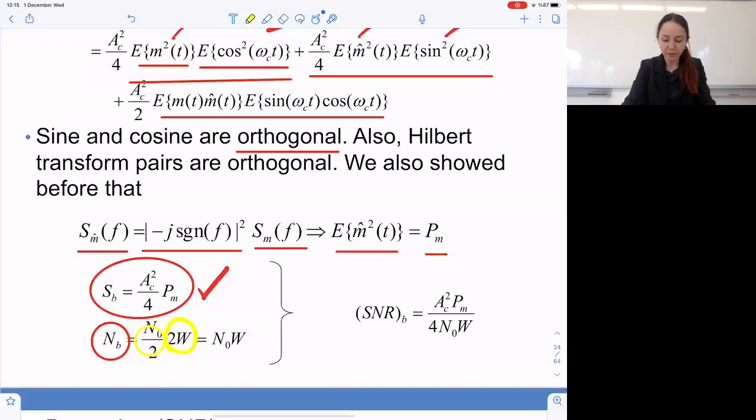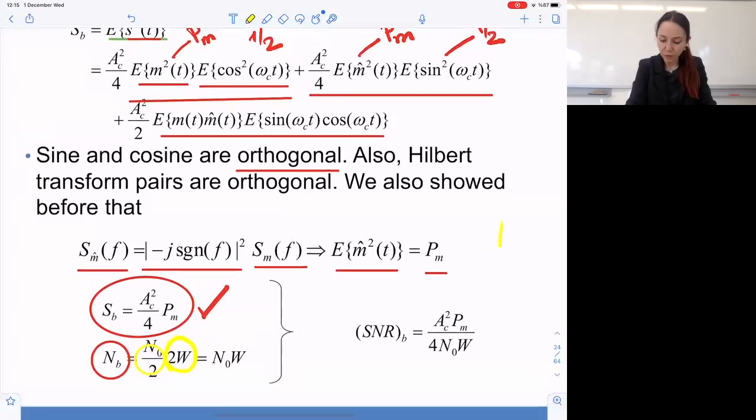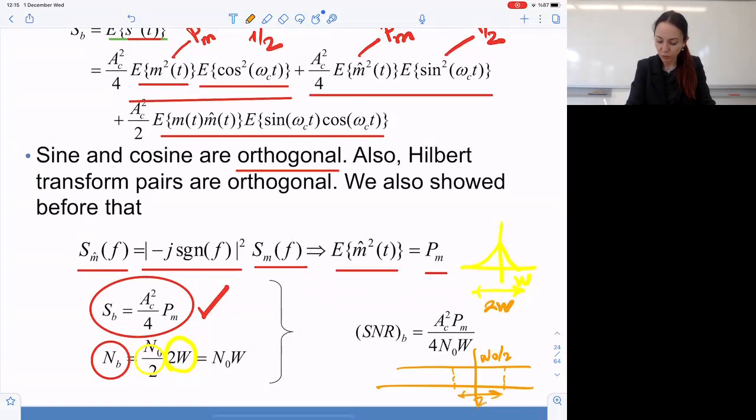Okay, and we multiplied by the message bandwidth. Why? Because the message, as we said, is like this, with bandwidth W. But the total bandwidth here is 2W, and the noise is white noise with PSD N naught over 2. So the bandwidth we're interested in is this 2W. So 2W times N naught over 2 is N naught W. So we're ready to compute SNRB, and SNRB turns out to be AC squared PM over 4 N naught W.